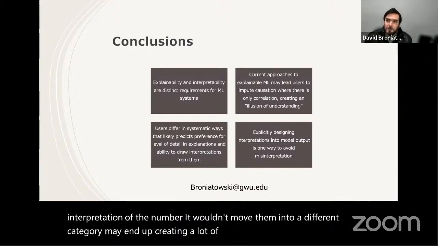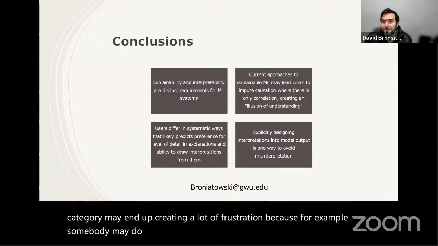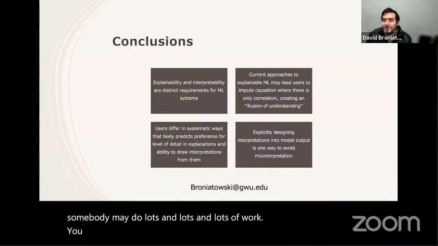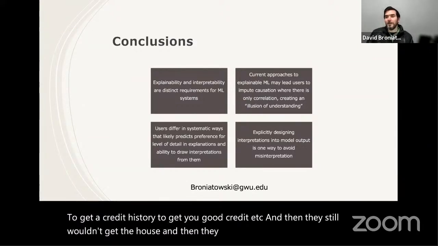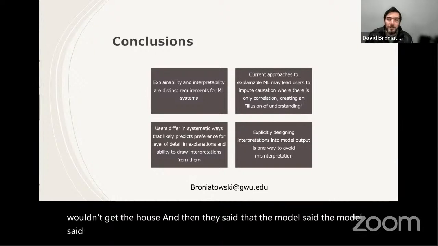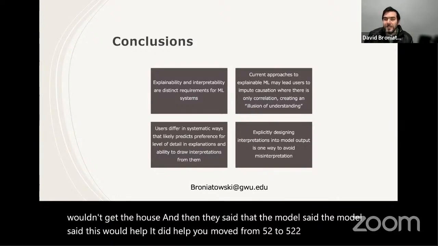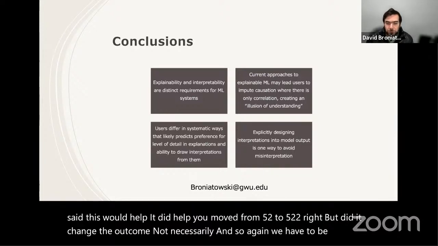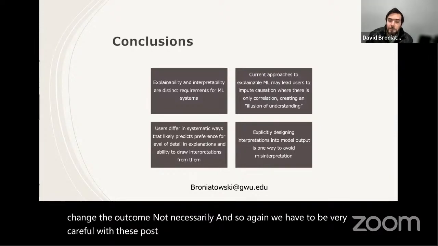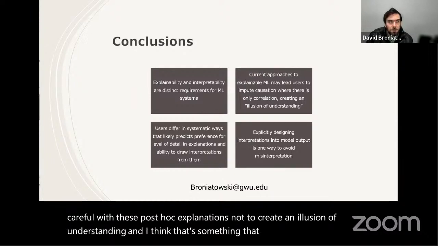Because, for example, somebody may do lots and lots of work to build a credit history, to get good credit, etc. And then they still wouldn't get the house. And then they say, but the model said this would help. Well, yeah, it did help. You moved from 52% to 52.2%, right? But did it change the outcome? Not necessarily. And so again, we have to be very careful with these post hoc explanations, not to create an illusion of understanding. And I think that's something that we really need to take into account.